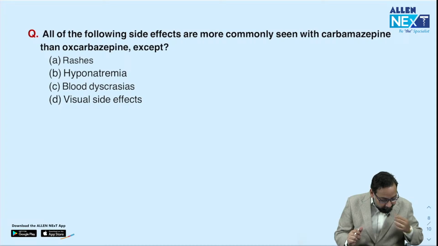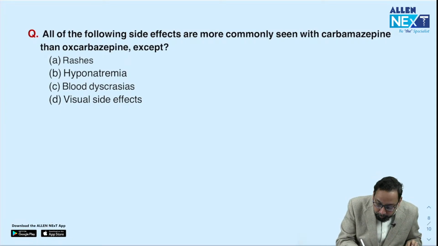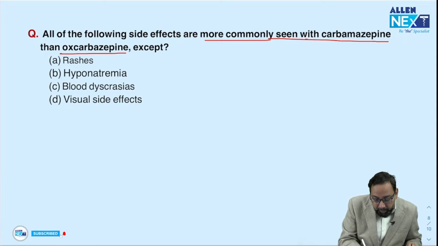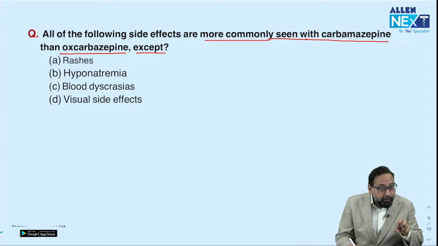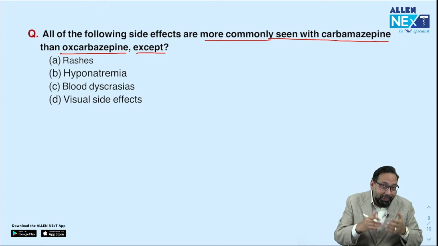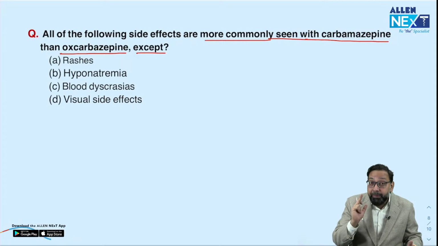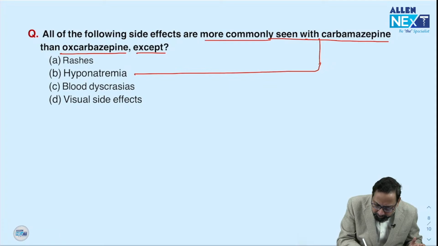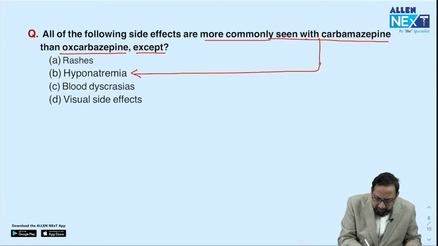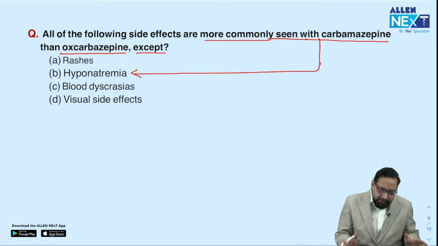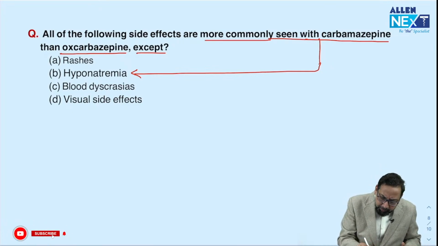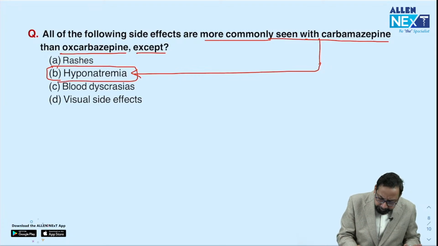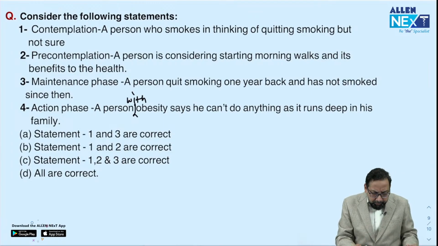Next question, again a repeat question. All the following side effects are more commonly seen with carbamazepine than oxcarbazepine, except: oxcarbazepine was introduced with lesser side effects than carbamazepine, except hyponatremia. This is a straightforward question. Skin side effects, blood dyscrasias, all these side effects were less in oxcarbazepine, but it was having more hyponatremia.